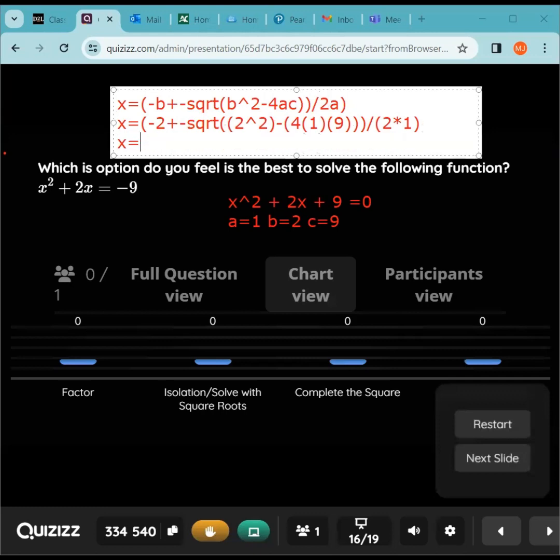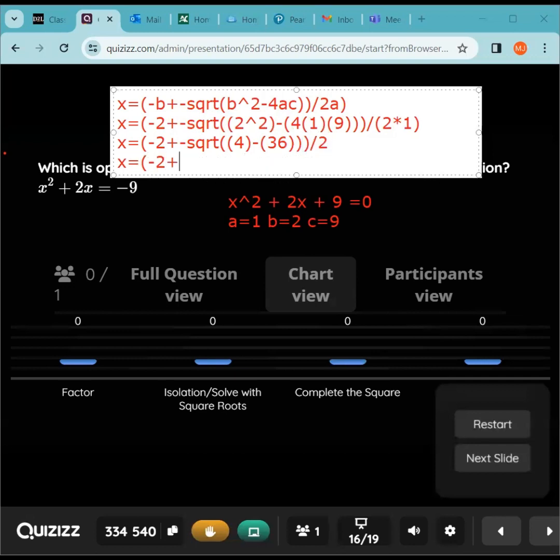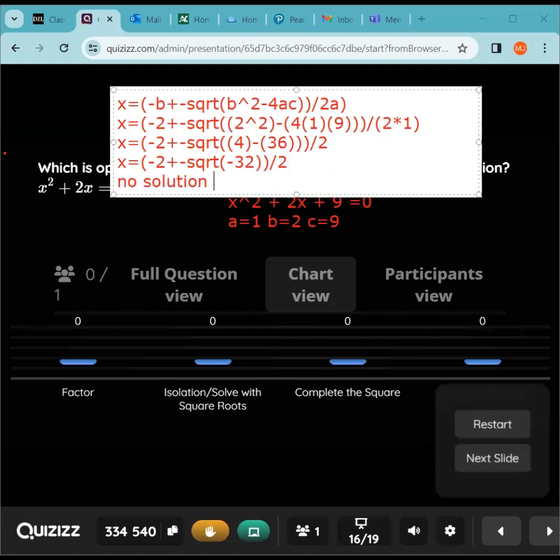So x equals -2 plus minus square root of 4 minus 36, because 4 times 1 times 9 is 36. And then divide that by 2. X equals -2 plus minus square root of, so 4 minus 36, minus 32, divided by 2. So there is no solution for this one, because we cannot take the square root of a negative number.